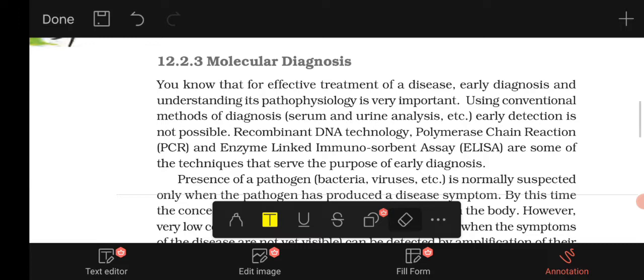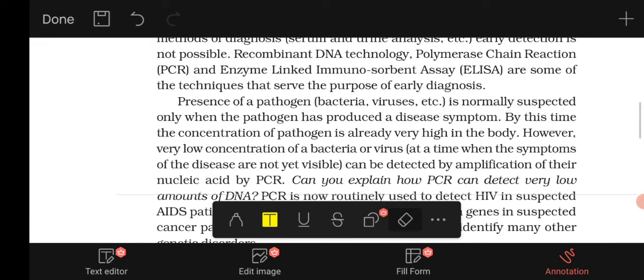That's why recombinant DNA technologies, polymerase chain reaction, and even the enzyme linked immunosorbent assay, that is ELISA, are some of the techniques that serve the purpose of early diagnosis. These are more advanced and are all based on biotechnology applications. Presence of a pathogen like bacteria, virus or fungi is normally suspected only when the pathogen has produced a disease symptom, and then we use the conventional methods of diagnosis, but they don't help in early detection. By this time the concentration of pathogen is already very high in our body.